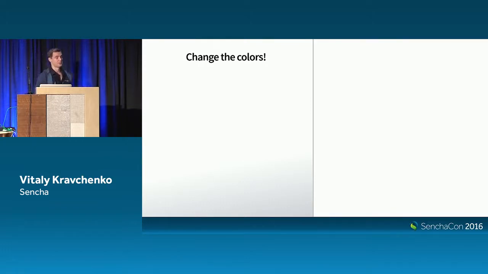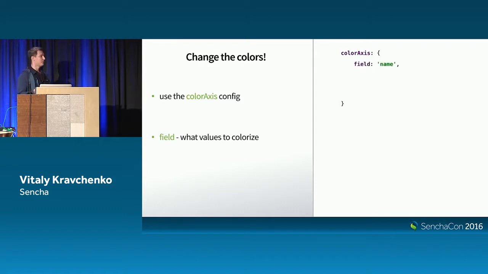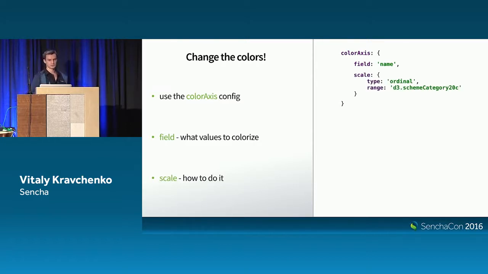And another thing that you've probably noticed is that each of the tiles has its own unique color, and these are changeable. This is done by means of the colorAxis config. It has two main components: the field name, which is basically the value that you want to colorize, and the scale function, which is how you want to do it. By default, we use the ordinal scale, and this range config with the value that is the cryptic string schemeCategory20c is actually one of the predefined color themes in the D3 package itself.